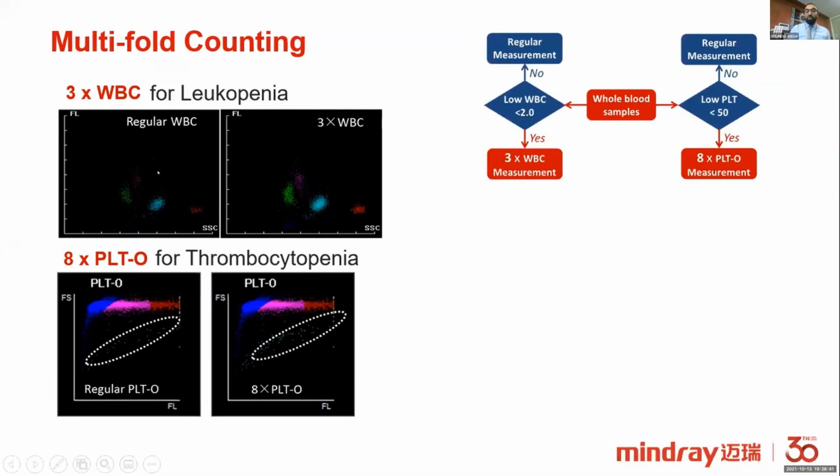And as you can see here, the 3-time WBC result is more accurate than the regular one. And for platelets, if the machine finds that the platelet count by impedance or another method is below 50, the machine can automatically do the PLT-O 8 times. So here is 8 times. So with low platelets, we can report reliable results at 8 times. So we extend the measurement time, especially for platelets.